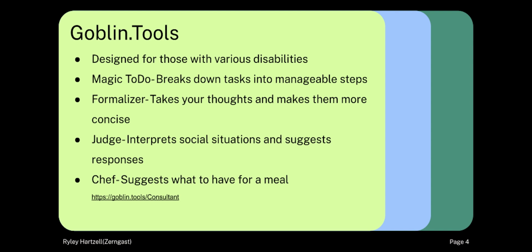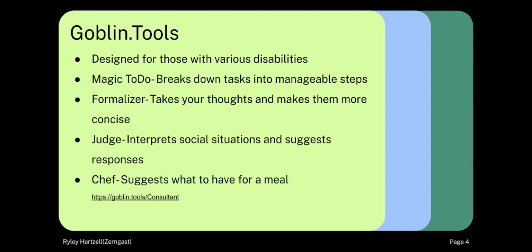So the very first one that we're going to talk about is Magic To Do. It breaks down tasks into manageable steps. So one thing about gaining your education online is that you have to be very self-motivated, and you have to make sure that you are doing regular check-ins because there's not somebody physically there telling you to do that. So Goblin Tools has this Magic To Do button that you can type in what you need to get done, and it will break it down into a checklist for you, which I think is very helpful for those that get overwhelmed quickly.